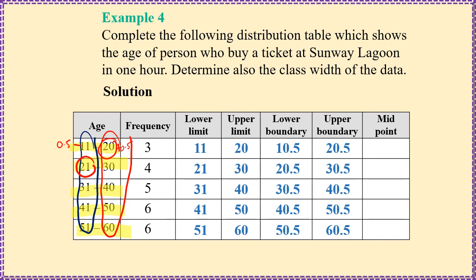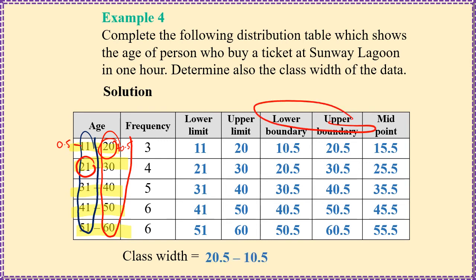And then for the midpoint, just add the lower and upper class limit and divide by 2. So 11 plus 20 is 31, divided by 2 is 15.5. And so on, we get 25.5, 35.5, 45.5, and 55.5. For the class width, we need to take the boundary values. So the upper boundary is 20.5 minus the lower boundary, which is 10.5, which is equal to 10.